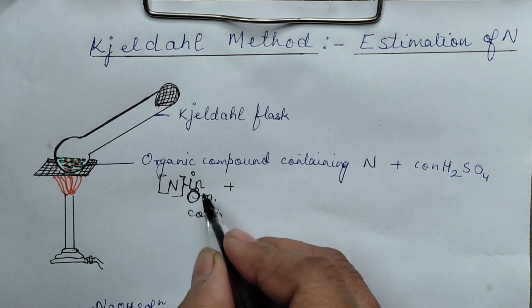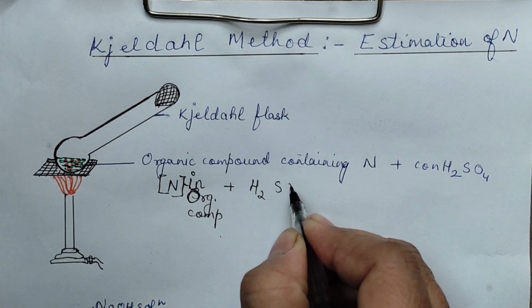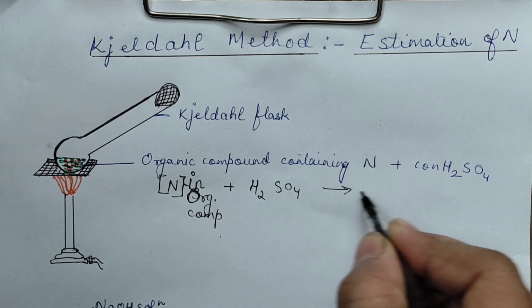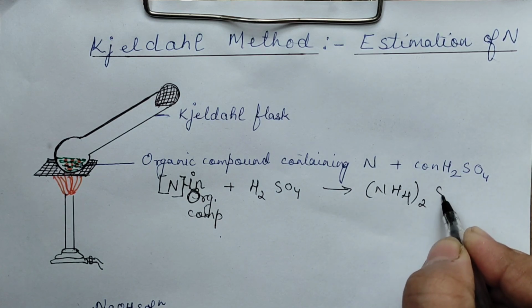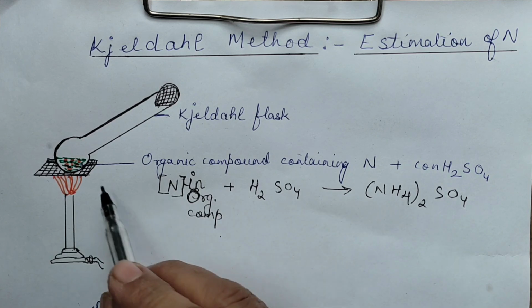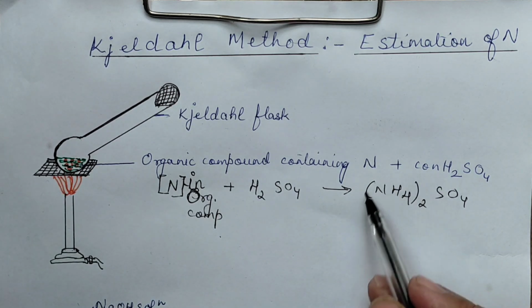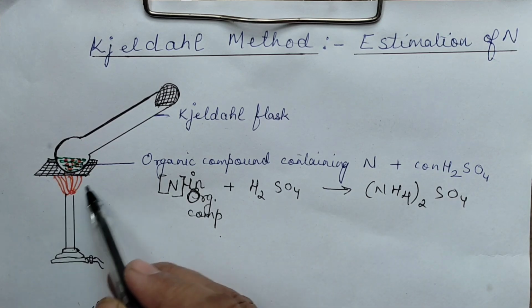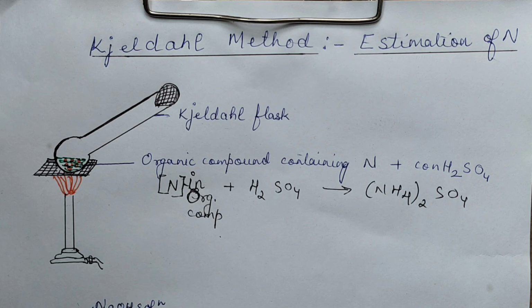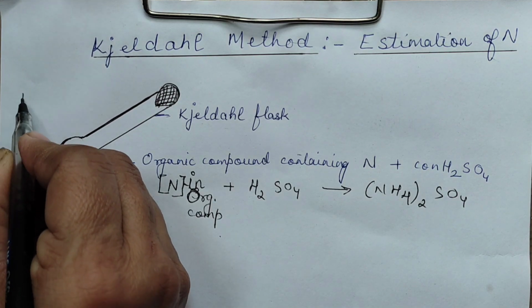So the nitrogen in the organic compound reacts with sulfuric acid and it will result in the formation of ammonium sulfate. So in a way, we have removed nitrogen from the organic compound and converted it into ammonium sulfate. So ammonium sulfate will now be there in this Kjeldahl flask. Right, this is step 1.